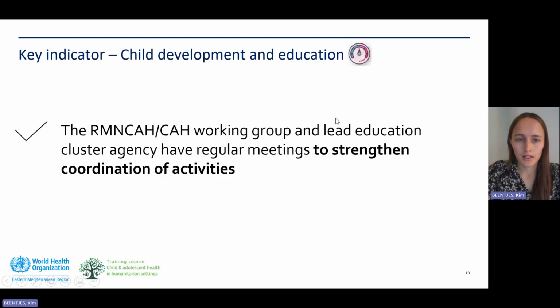Then the key indicator that is linked to this is that the working group and the lead education cluster agency have regular meetings to strengthen coordination of activities.